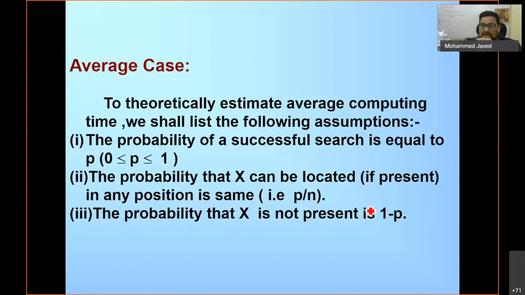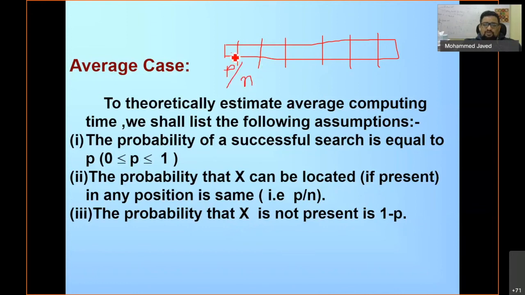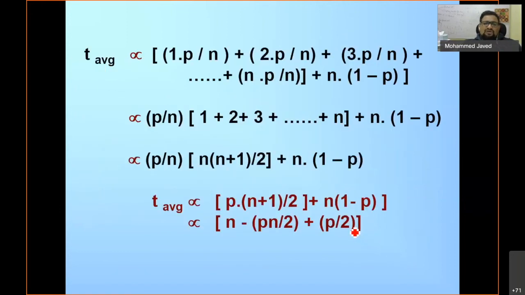Now let us take the array. The probability of finding a given element at a particular position is P by N. So how many positions are there? For all the elements, you must compute P by N. And how many locations are there where the element may not be found? That is n into 1 minus p. In the next slide, we will try to do that.